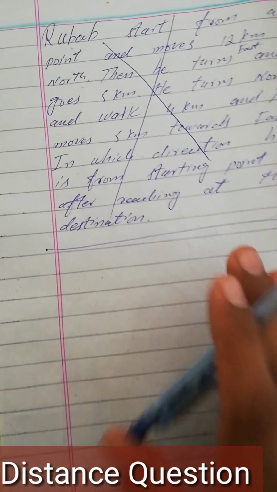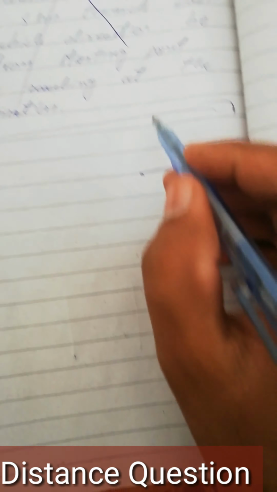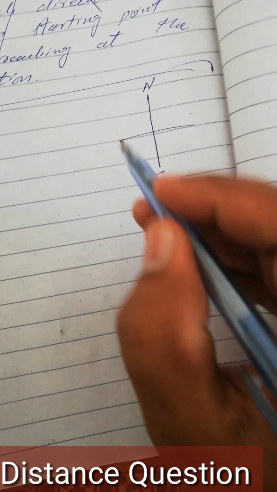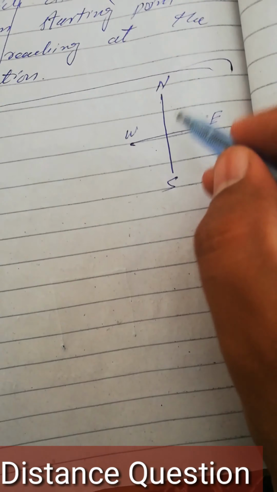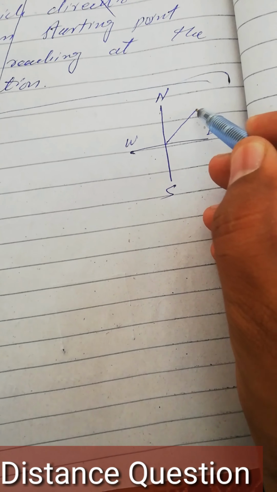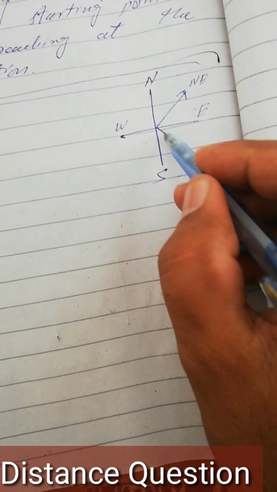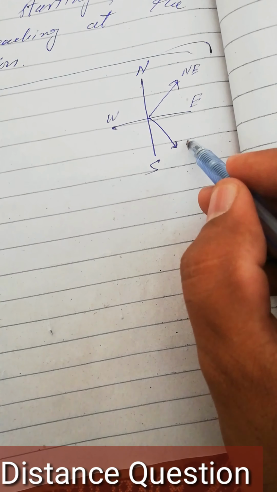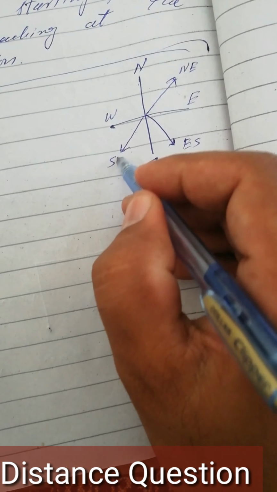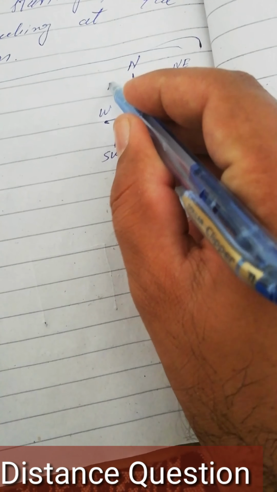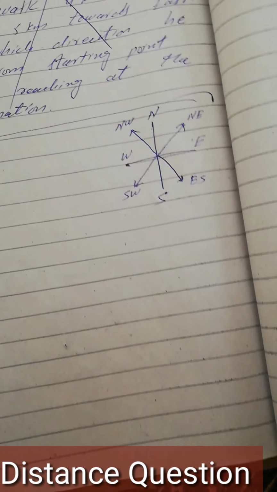So here, first we have to draw the direction cosines, which are north, south, west, east. If we draw a line here, it will represent northeast. If we draw a line here, it will represent southeast. If we draw a line here, it will represent southwest. Similarly, if we draw a line here, it will represent northwest.